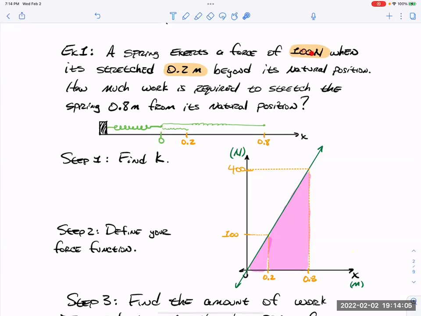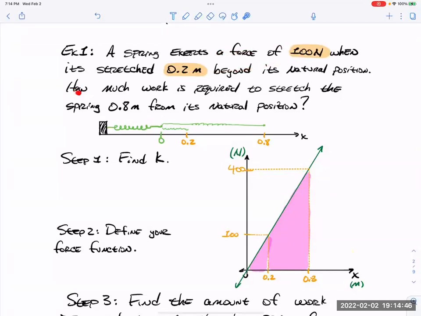Now, this first sentence that I've highlighted says, when you stretch the spring from its natural position to 0.2 meters, what force is required to hold the spring there? It's 100 newtons. Obviously, to stretch the spring further, your force is going to increase, right? Because the further you pull on the spring from its natural position, the larger force you're going to apply. So this question gave us some information that we will use to find the spring's force constant.